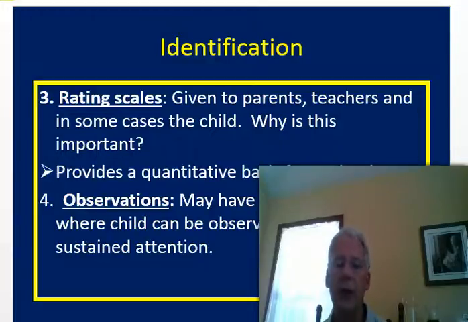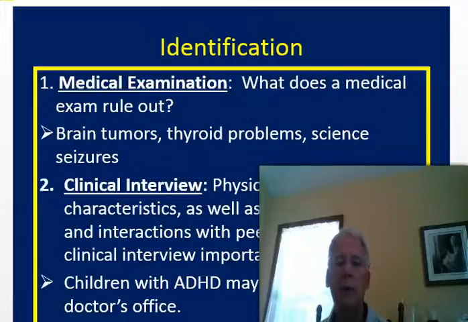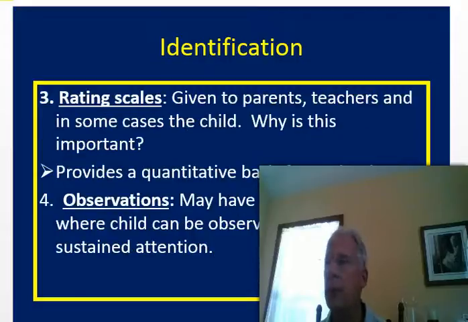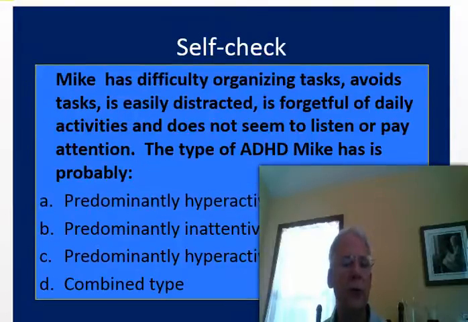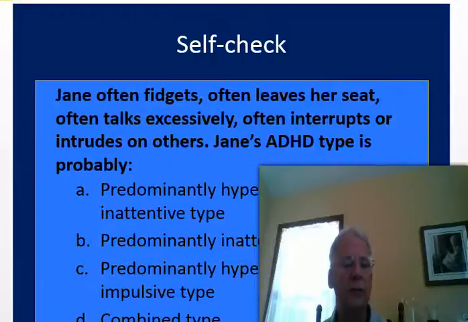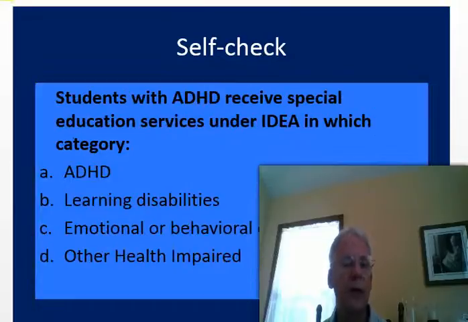Now, the observations may have a special room where a child can be observed in tasks requiring sustained attention, or it might be just in the regular classroom. So all of those methods are important: the medical, the clinical interview, the rating scales, and the observations, before determining whether or not someone might have ADHD or fall into that category. So if we look at slides 34, slides 35, slides 36, 37, 38, you'll see that those are review slides.